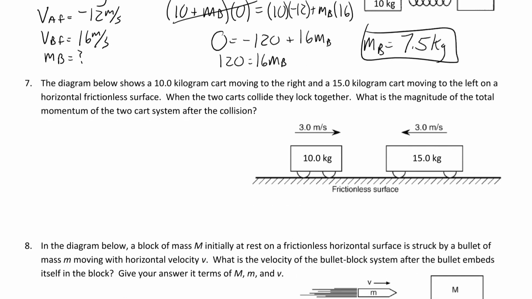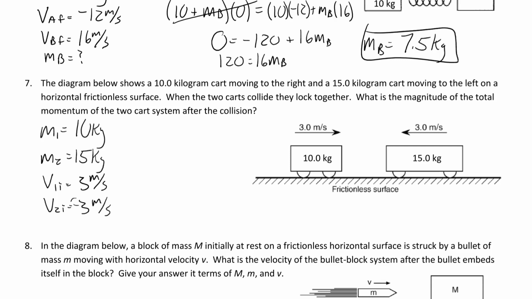All right, number 7 says the diagram below. So M1 is 10 kilograms, and M2 is 15 kilograms, and V1I is 3 meters per second. So, oh, this isn't really a recoil type problem. What's happening? They're coming towards each other. They start separate. They come towards each other. So V2I is 3 meters per second, but to the left. So we make that a negative number. That's important. All right, it's going to the left. So that's negative. And it says, when the 2 carts collide, they lock together.